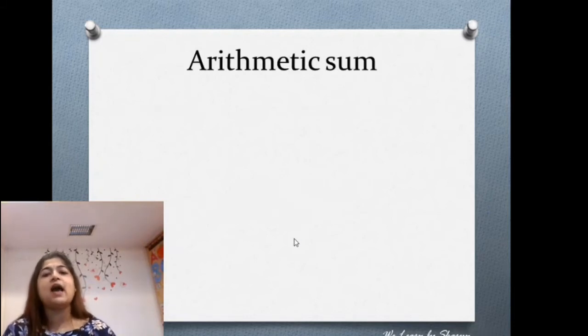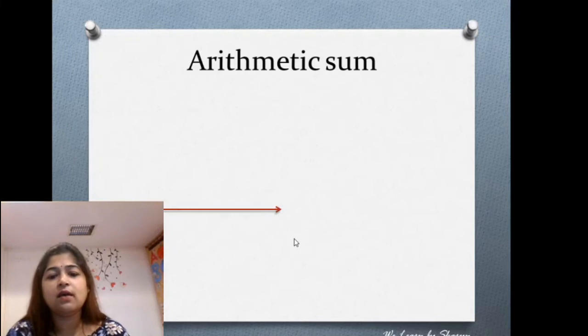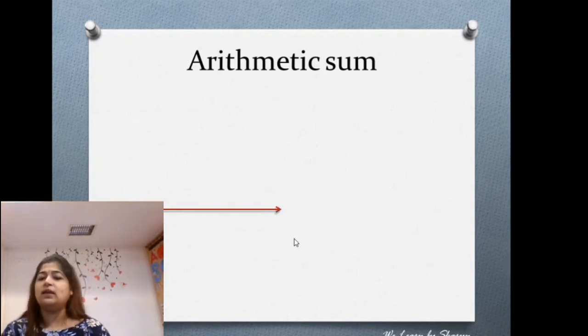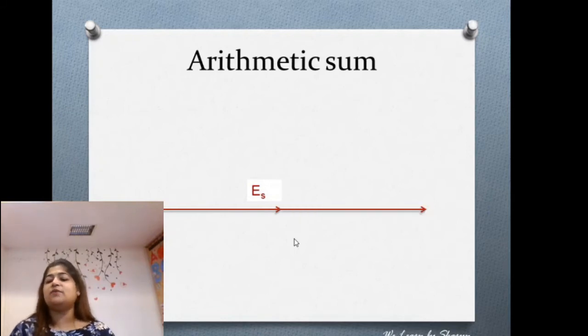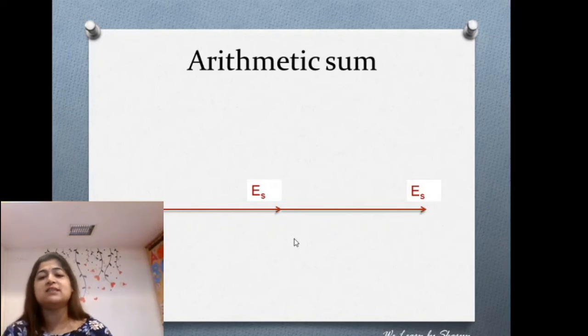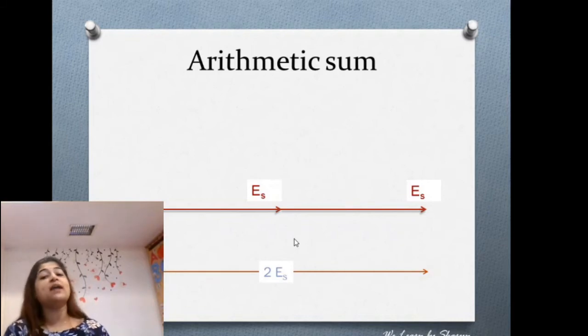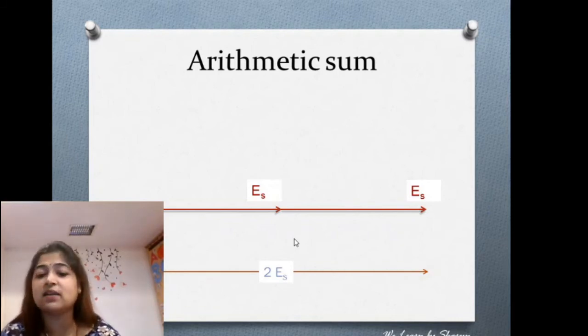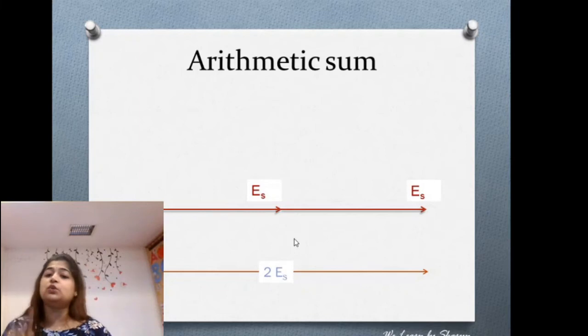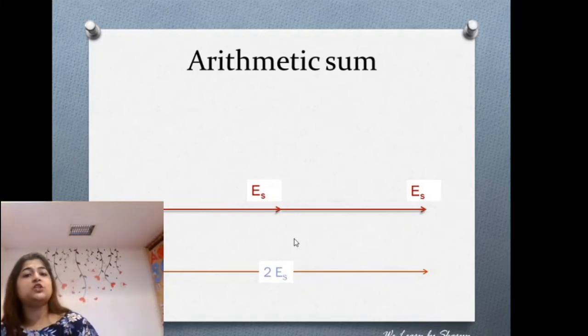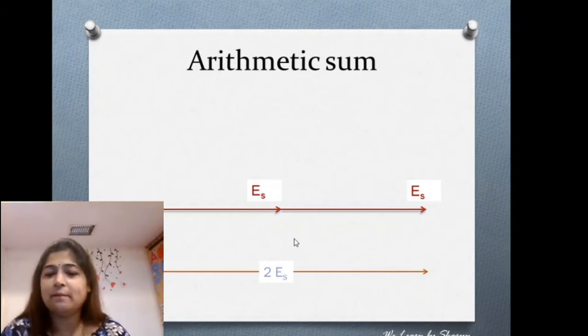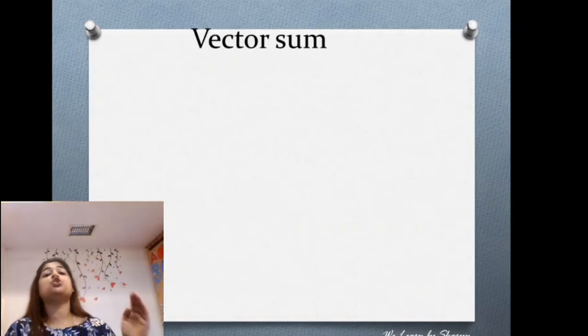So let's see how the arithmetic sum can be done. If this is the EMF induced in one conductor of the coil, that is given by ES, and this is the EMF induced in another conductor of the coil, that is again given by ES. So the total EMF that gets induced in that particular coil is given by twice ES. That is the arithmetic sum of the two EMFs induced in the same coil, if it is a full pitch coil. Clear? But let's see if it is a shortened pitch coil.